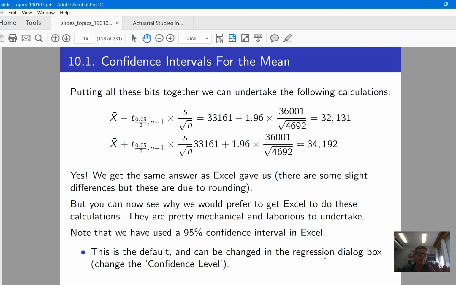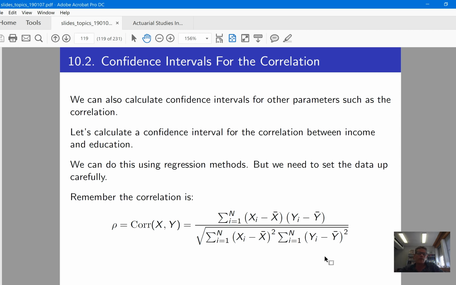Okay, so that's confidence interval for the mean and some of the intuition and some of the logic behind confidence interval and how you actually do it in practice in Excel. Now, I've just chosen the mean because it's the most commonly estimated quantity that you calculate with a sample, but there are other things that you're interested in.